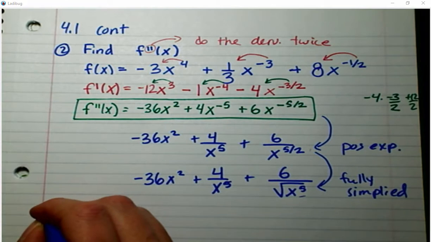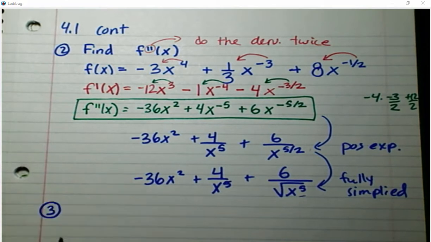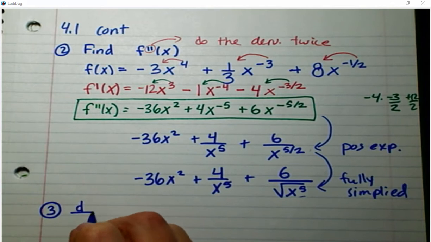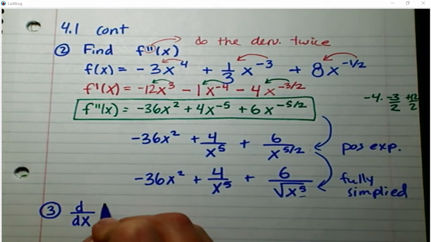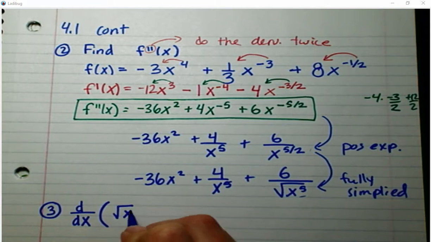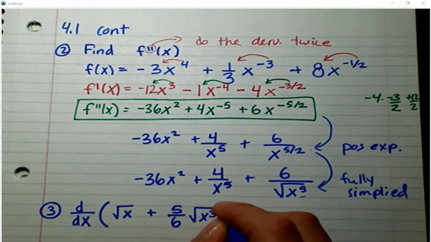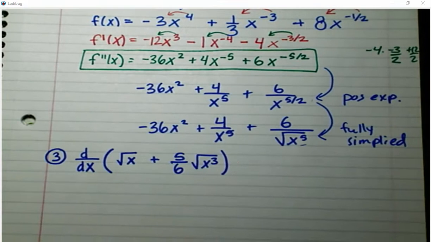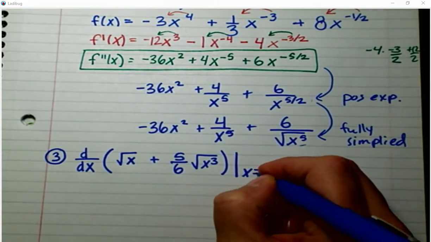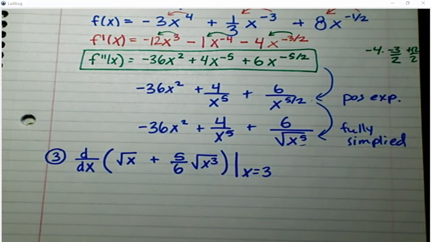Sure, we'll just do 3, okay? d/dx of root x plus 5 over 6 root x cubed, bar x equals 3. You're like, that looks weird. It's the notation. It's not actually what we're doing. It's what the notation is telling me to do.